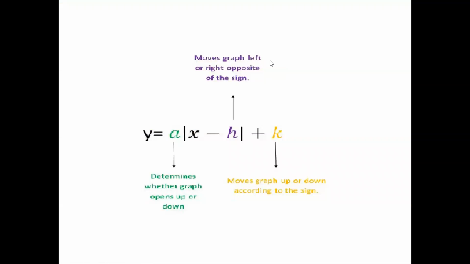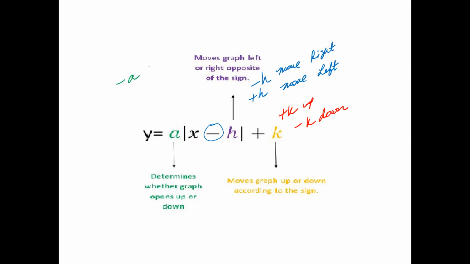All right, so looking at the warm-up itself, this is the equation to graph an absolute value equation. The letters A, H, and K all determine how your graph is going to move. If K is positive, you go up. If K is negative, you move down. H is a little bit different because of the negative in front of it. If it's a negative H, you actually move to the right, and if it's a positive H, you move to the left.